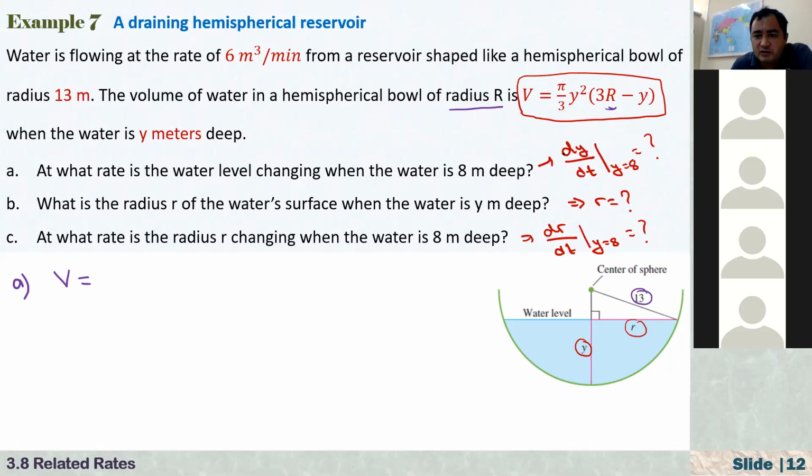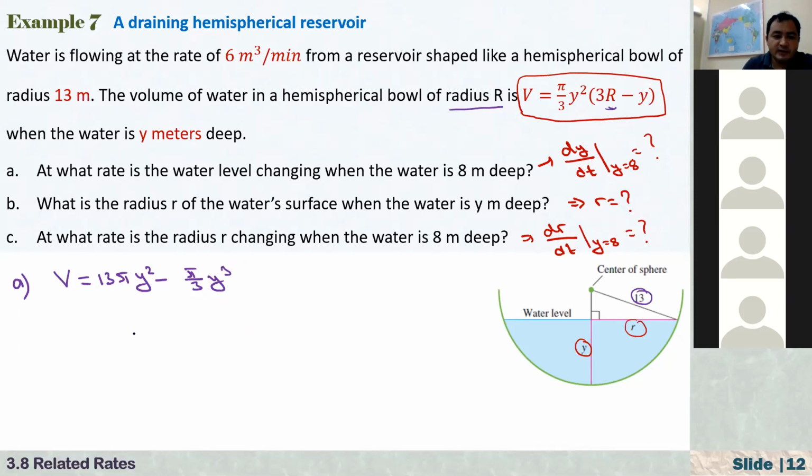So if you remove the brackets, the 3 cancels. R is equal to 13, so here we have 13 pi y squared minus pi over 3 times y squared times y. So that is minus pi over 3 y cubed.